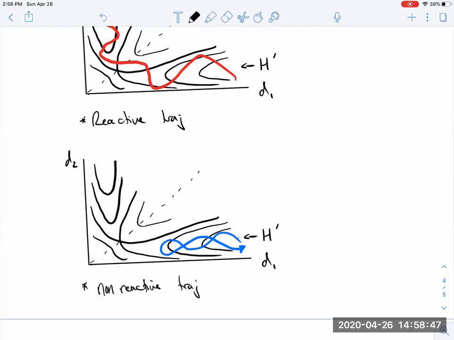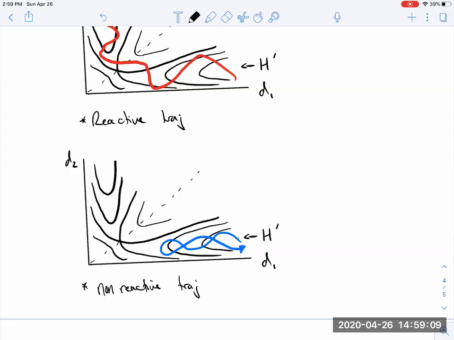So those are two possibilities for what happens when that H prime comes in. It can either come in with sufficient energy to overcome that barrier, or come in with sufficiently little energy, in which case it would come some way up the hill, but then get kicked back out.